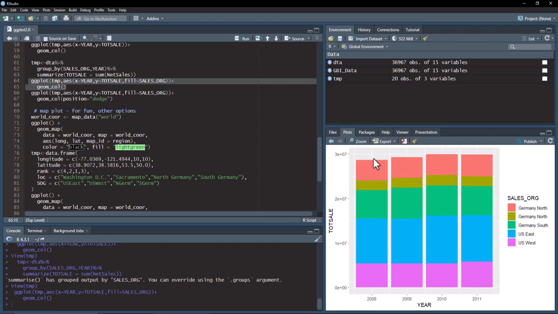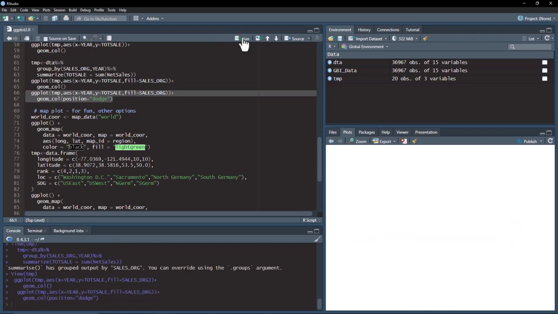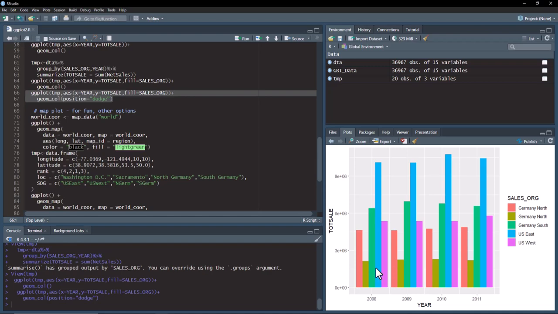Well, we can plot this just slightly differently. In the column, we can do position equals dodge, which just means separate the different fills. And so instead of stacking them on top of each other, it will spread them out. So this gives us a little bit better idea. So US East, much bigger than Germany South, but Germany South probably next. But if we combine the two Germany Norths, looks like it would be Germany North, then Germany South, then US West.